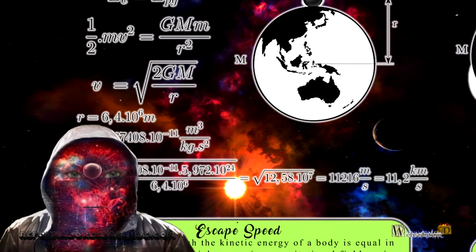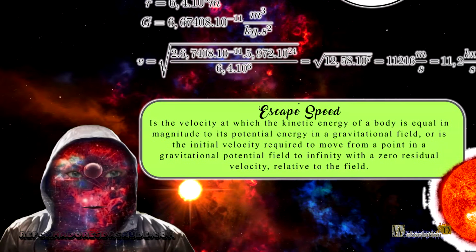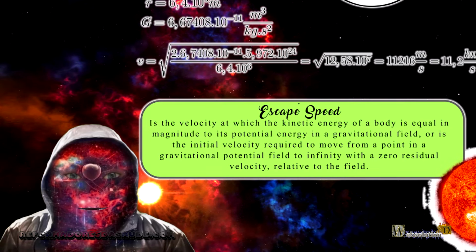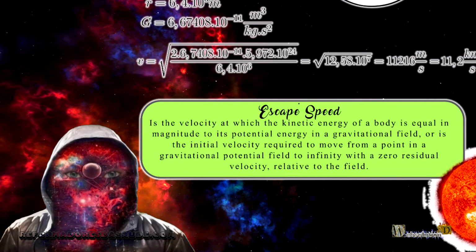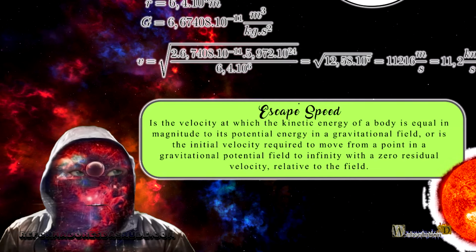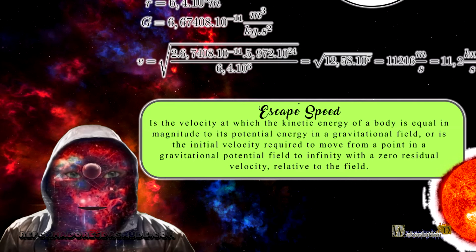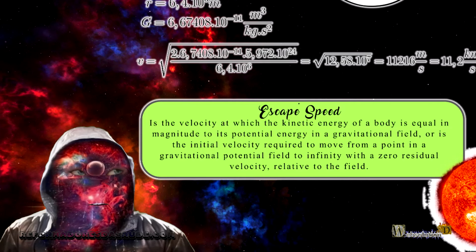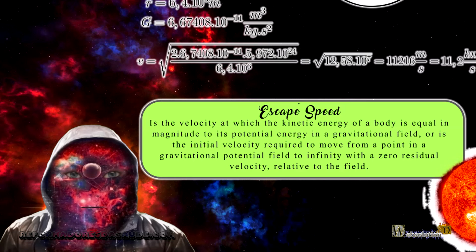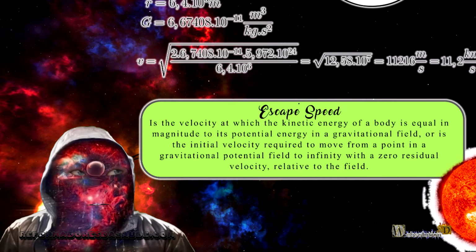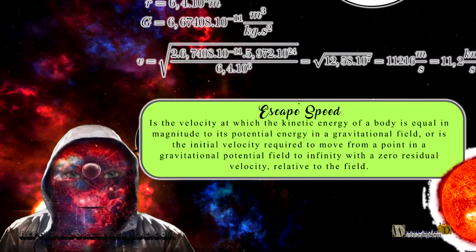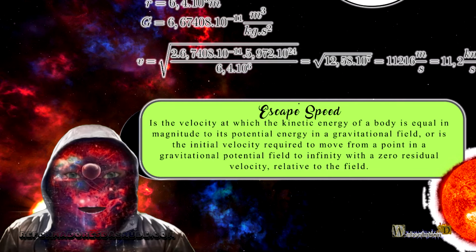Every star has gravity, so it attracts mass, but bodies that exceed the escape velocity can escape the star. Escape speed is the velocity at which the kinetic energy of a body is equal in magnitude to its potential energy in a gravitational field, or is the initial velocity required to move from a point in a gravitational potential field to infinity with a zero residual velocity, relative to the field. That is, there is a speed one has to reach to get out of the gravity of a body.